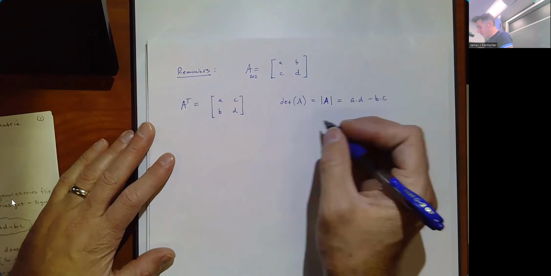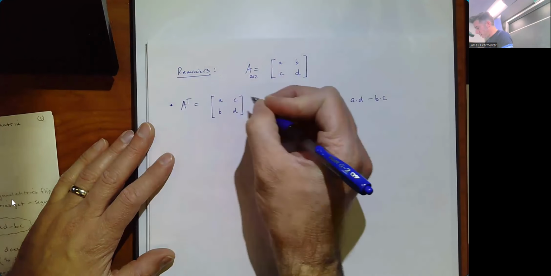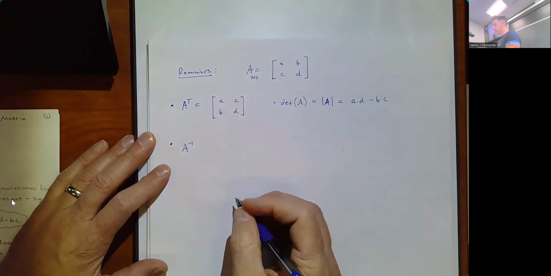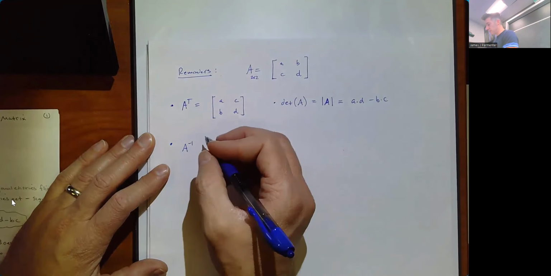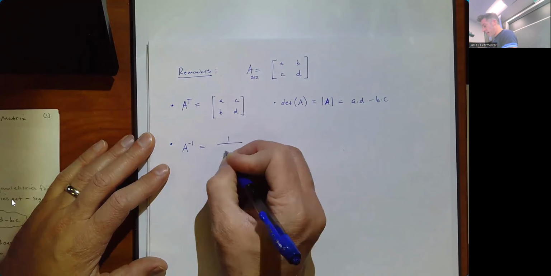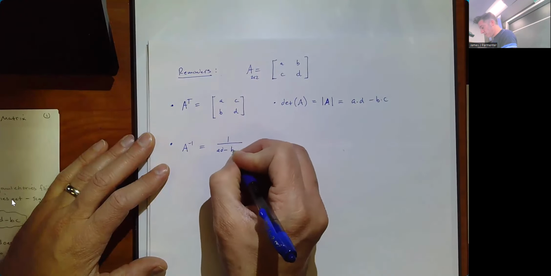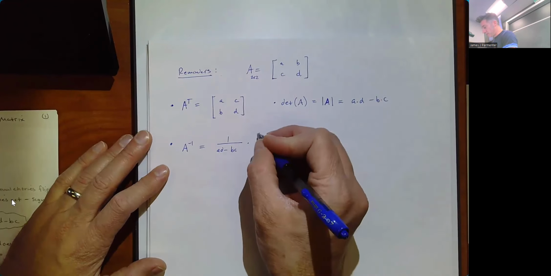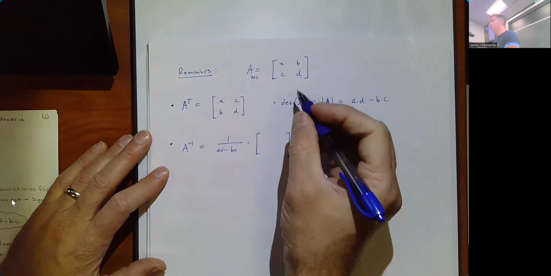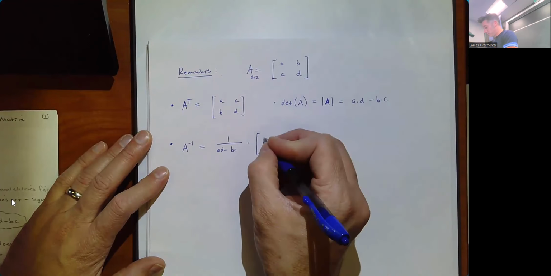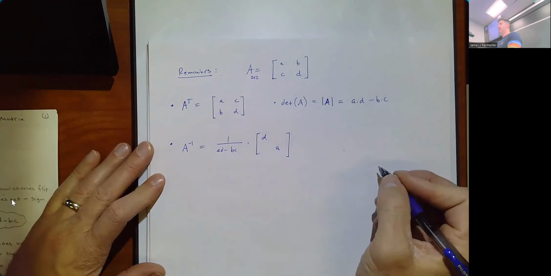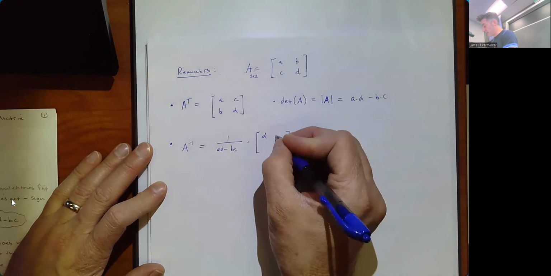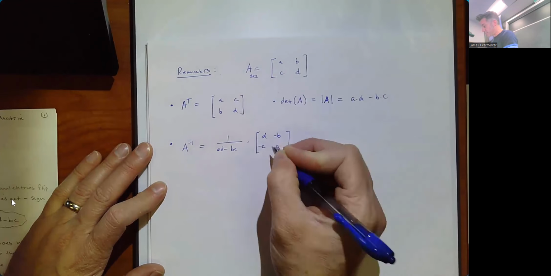So that's your determinant. And then, thirdly, the inverse of A, if it exists, is equal to 1 divided by the determinant of A. So 1 divided by the product of the diagonals minus the product of the off diagonals times the matrix where you interchange the diagonal entries. So A and D switch spots, and the off diagonals change signs. So if it was positive, it's now negative. If it was negative, it's now positive.